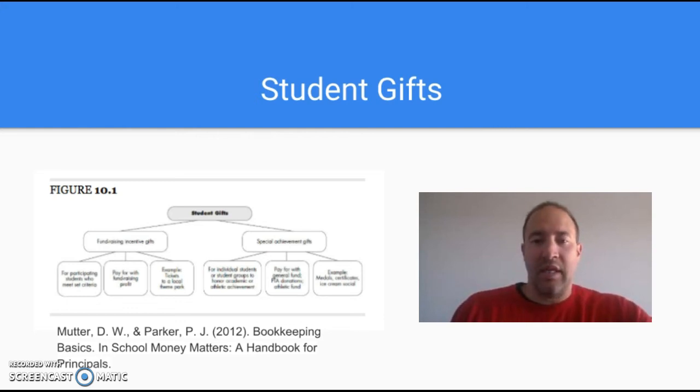Now, the gift shouldn't be extravagant. It should be your normal certificate, medal, pretty low-priced items. It shouldn't be a high-priced item when dealing with student gifts coming out of the general fund, athletic fund, or private donation.